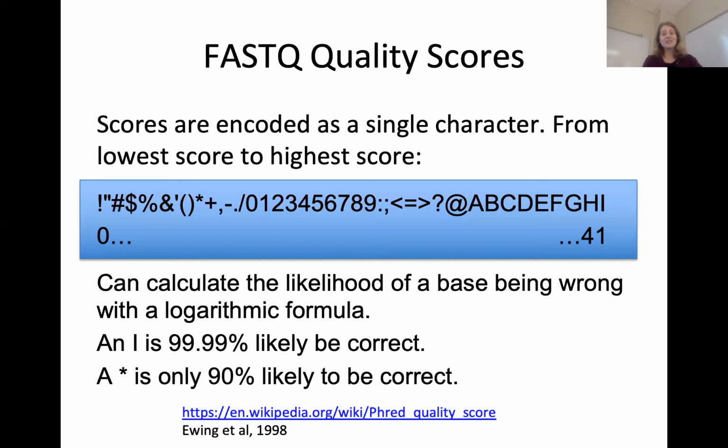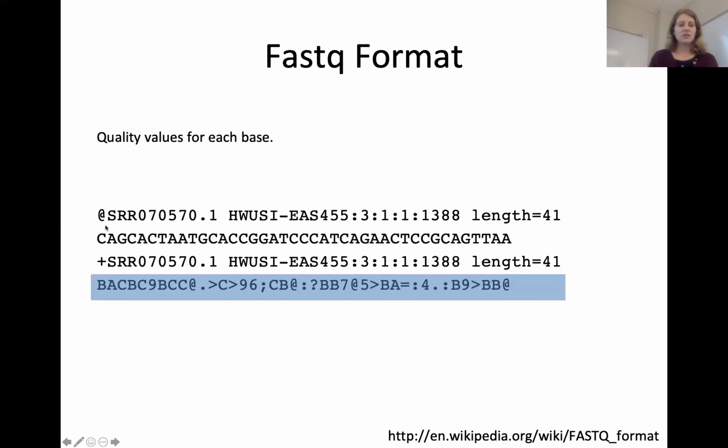That is the quality scores. Scores are encoded as a single character to save space. That means it's a little bit complicated to deduce what they are. If you see an exclamation point, that means that the quality score for that base is a 0. So let's go back. The first character we see as a quality is capital B.